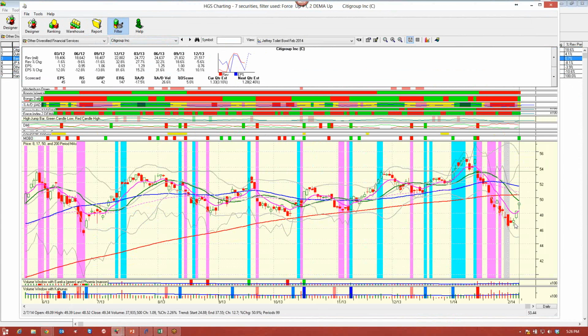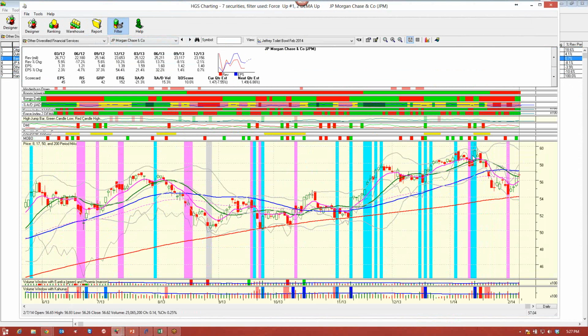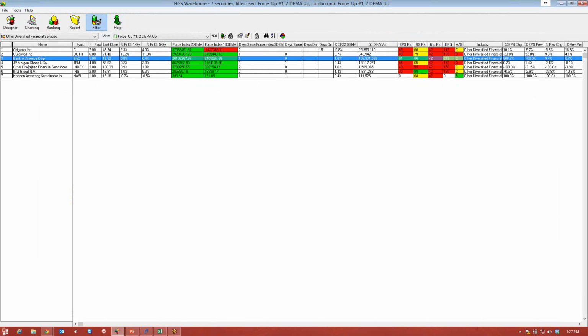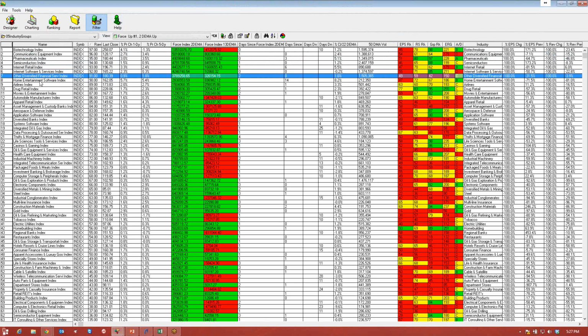Citigroup pulled back a lot harder. I don't like this one. It's below the 200-day moving average, which is why I skipped it. And JP Morgan, similar to Bank of America, peaked earlier, pulled back, and moving higher. I still think Bank of America is one of the more attractive ones. Wells Fargo gets a lot of positive analyst calls on TV.